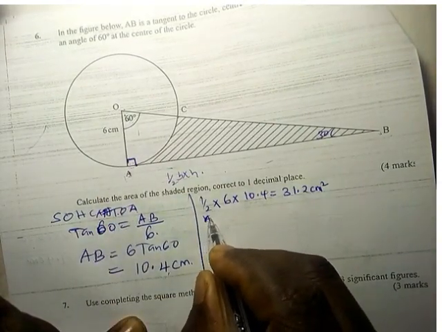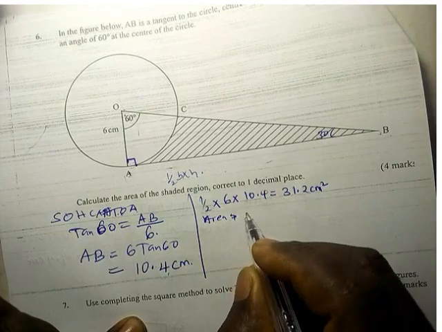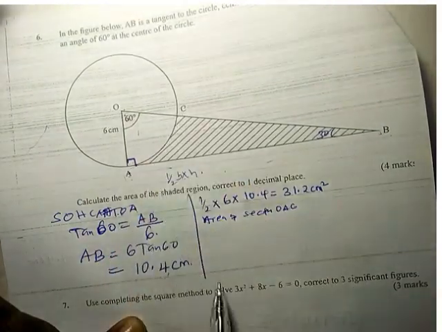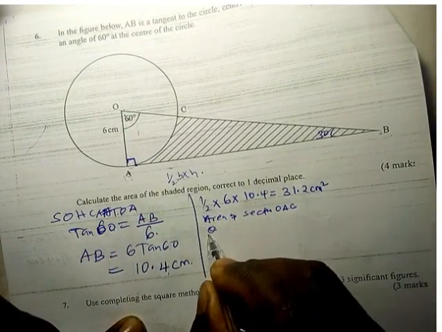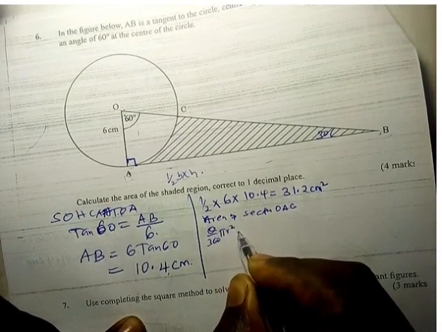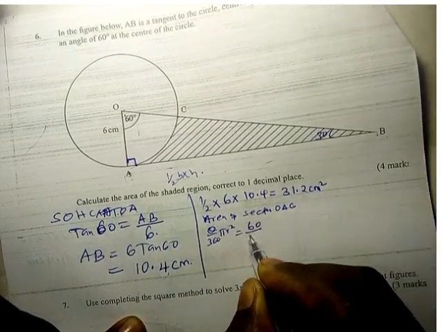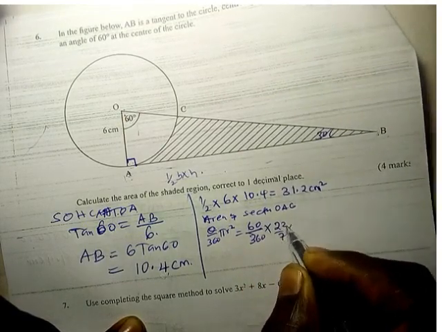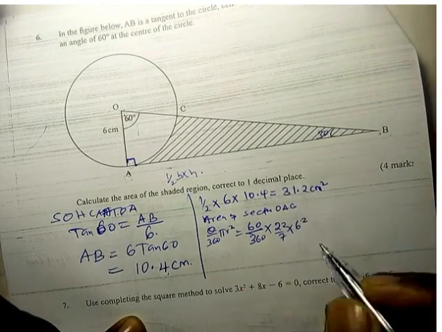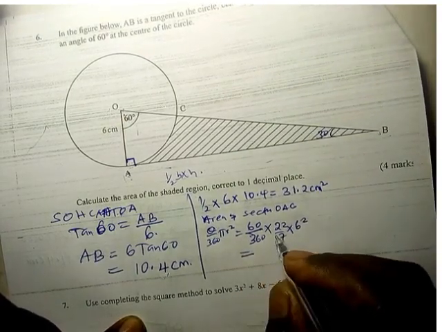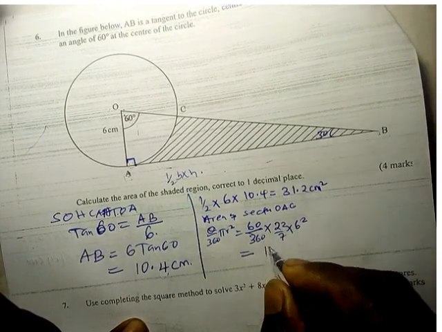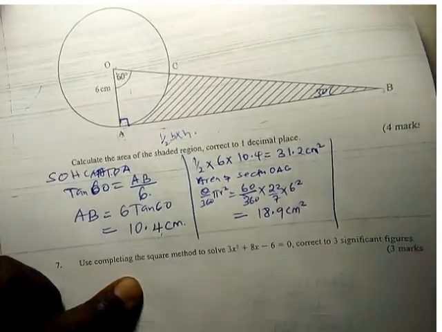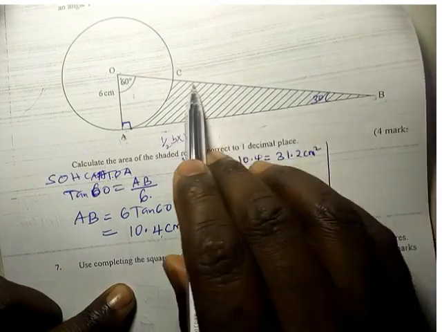Area of sector OAC. Area of a sector, we know it is theta over 360 times pi r square. So theta is 60, divided by 360, times pi, 22 over 7, times radius, which is 6 square. This one is going to give us for the area 18.9 centimeters square.